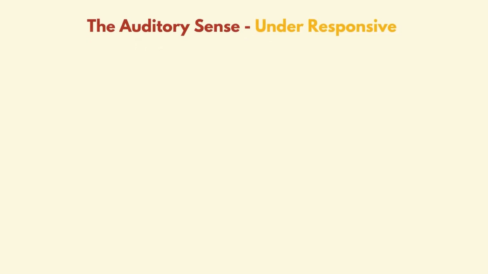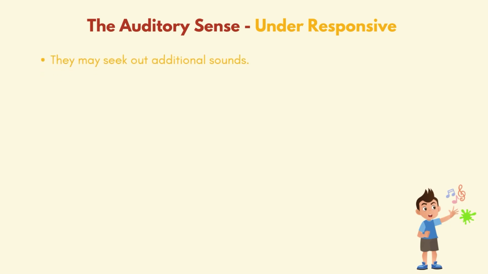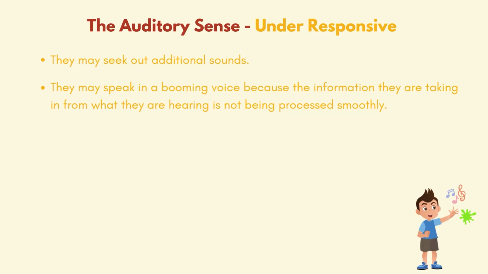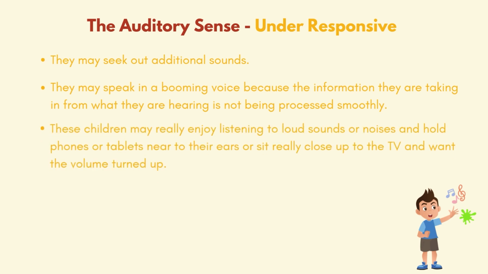So what does our auditory system look like when it's not processing effectively? Under-responsive children. They may seek out additional sounds. They may speak in a booming voice because the information they are taking in from what they are hearing is not being processed smoothly. These children may really enjoy listening to loud sounds or noises and hold phones or tablets near to their ears or sit really close to the TV and want the volume turned up.